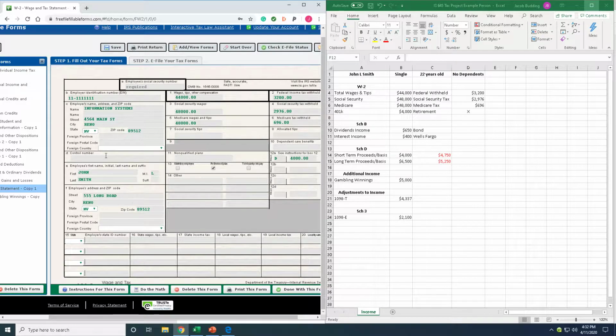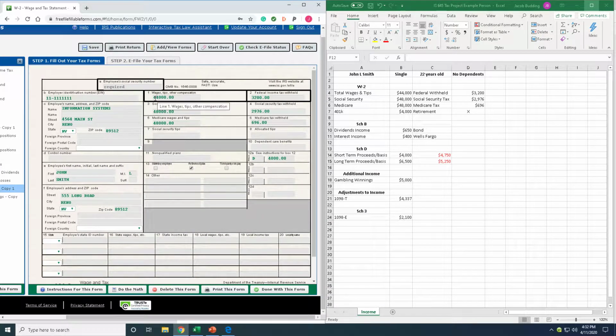Okay, so this is just random job information. All this will always be filled out. This would be your information and sent to you. Okay, so the wages, tips, other compensation, 44,000, shows it right here. Social Security wages, 48,000. So right now you're wondering, how come these two numbers are different? This is where you go down to box 12A, which is D.